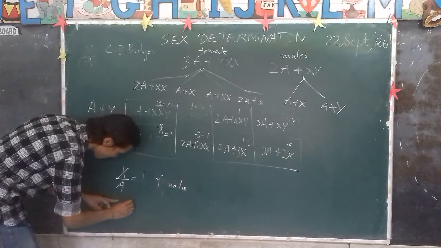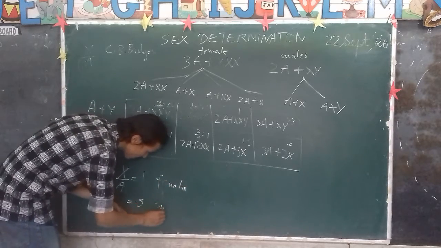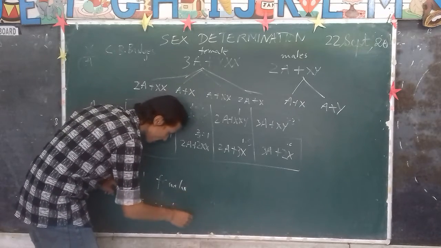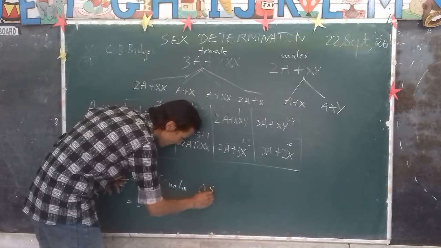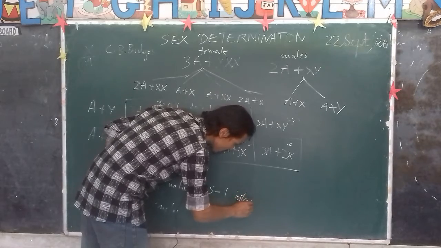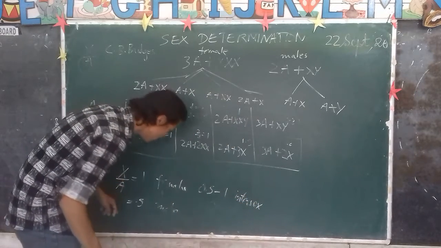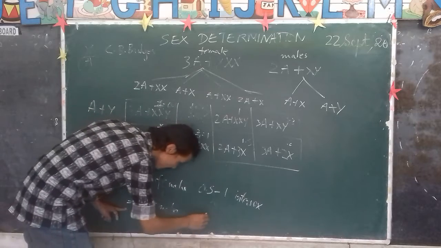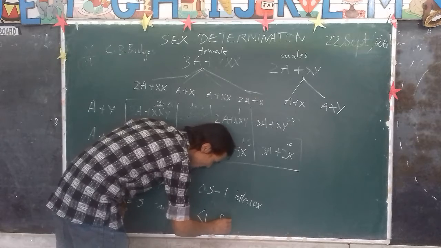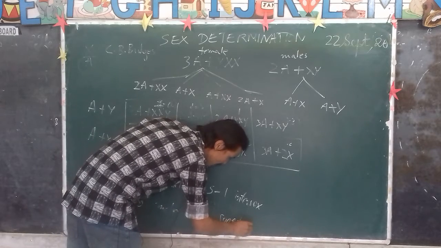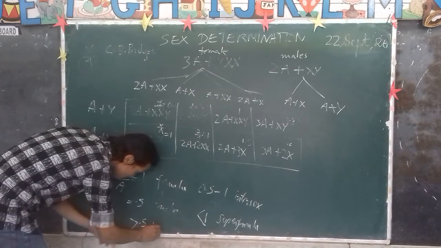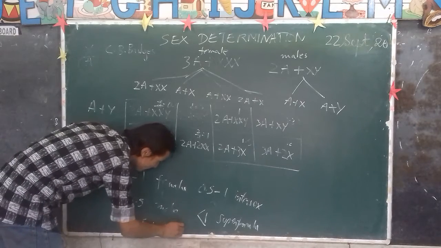Now the unique thing about X by A ratios: if it equals 1, then the individual becomes female. If the ratio is 0.5, the individual becomes male. If the ratio ranges between 0.5 and 1, the individual becomes an intersex. If the ratio is greater than 1, then the individual becomes a super female, and if the ratio is less than 0.5, the individual becomes a super male.